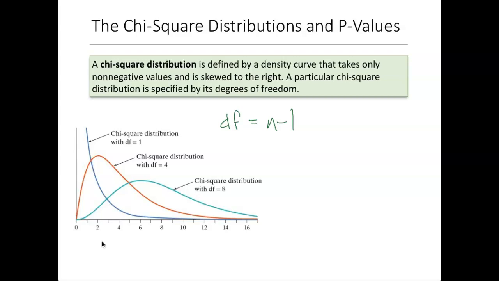Your p-value is the area to the right of your chi-square test statistic. So ours is 10. So depending on which distribution we're looking at, our p-value is going to be the area to the right of that. And by p-value, I mean the value that you compare to your significance level, right?